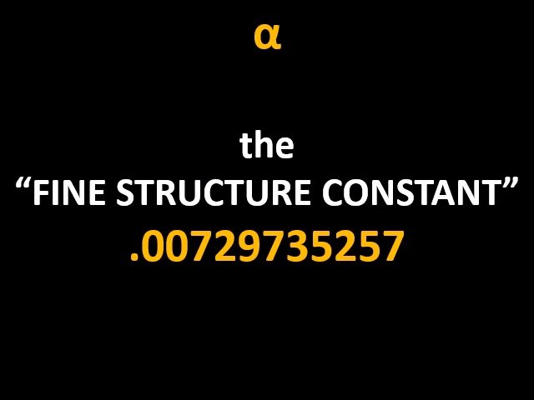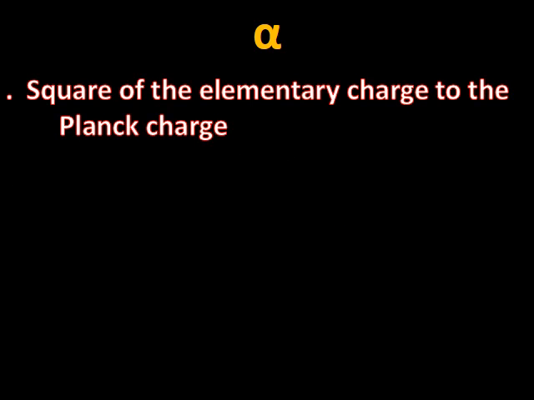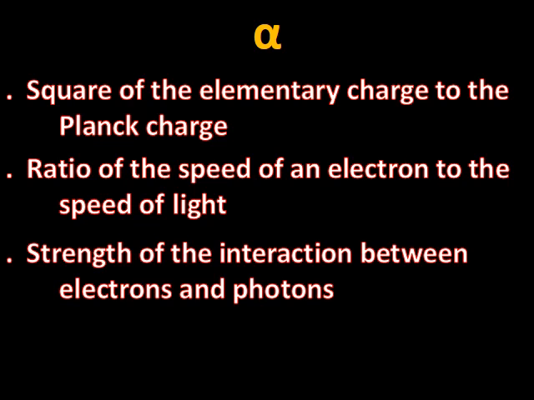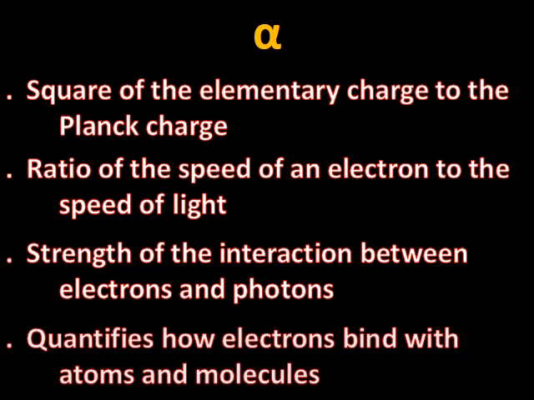For example, the fine structure constant, designated by the Greek letter alpha. This number pops up in a number of places. Alpha equals the square of the elementary charge to the Planck charge. It's the ratio of the speed of an electron to the speed of light. It's the strength of the interaction between electrons and photons. And alpha quantifies how electrons bind with atoms and molecules.